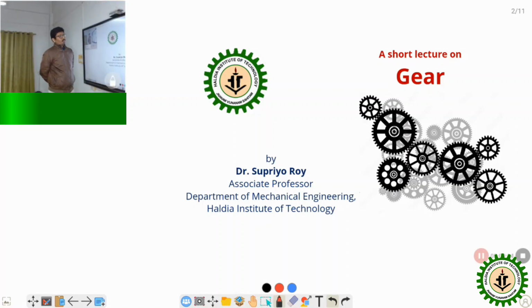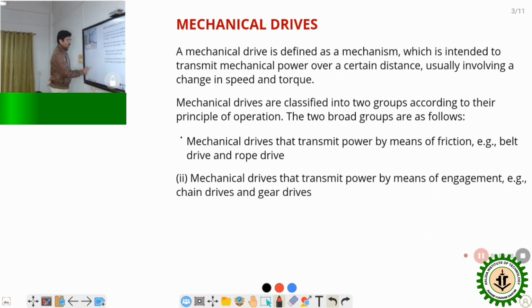Today I am going to give some idea on the gear tooth profile. So, why is a gear needed? Because we all know about mechanical drives. A mechanical drive is defined as a mechanism intended to transmit mechanical power over a certain distance, usually involving a change in speed or torque.